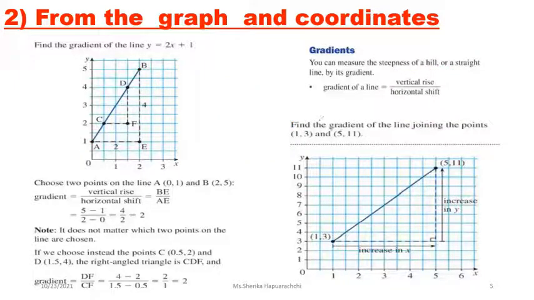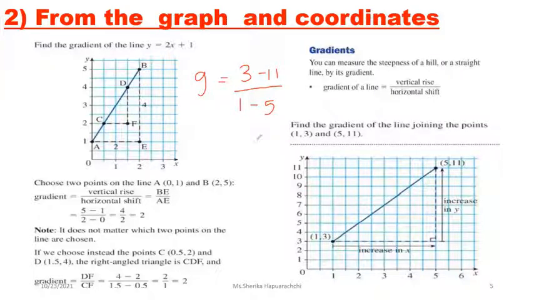Right now here I have given the 2 coordinates. From there I will identify the gradient. So what should I do? Y difference divided by the x difference. I'll take 3 minus 11 divided by 1 minus 5.